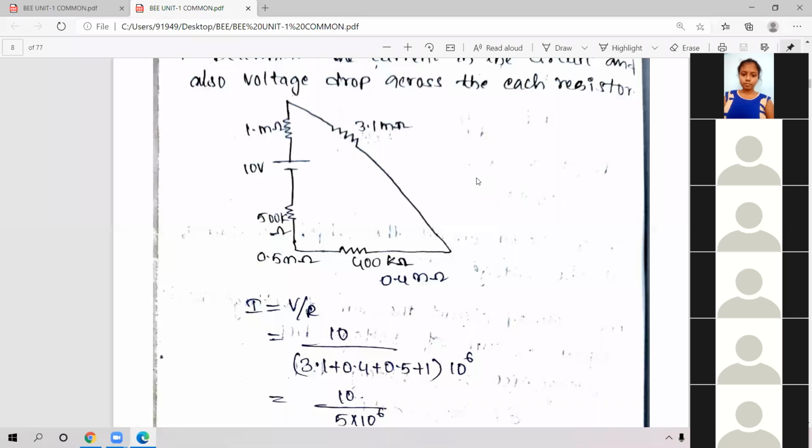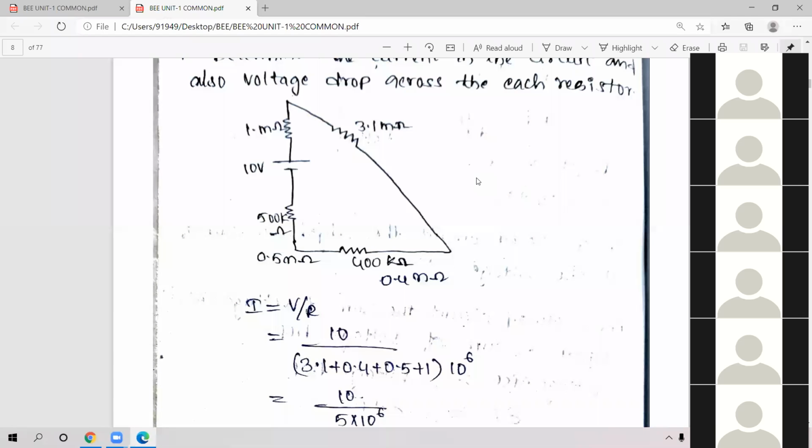I have to make them uniform, so I am converting kilo into mega also. 400 kilo ohms I can convert into mega. Kilo means 10 power of 3. 400 is 4 into 10 squared, into 10 cubed, 10 power of 5. If I multiply and divide by 10, it becomes mega only. So 4 mega ohms by 10, you will get 4 by 10 mega ohms.